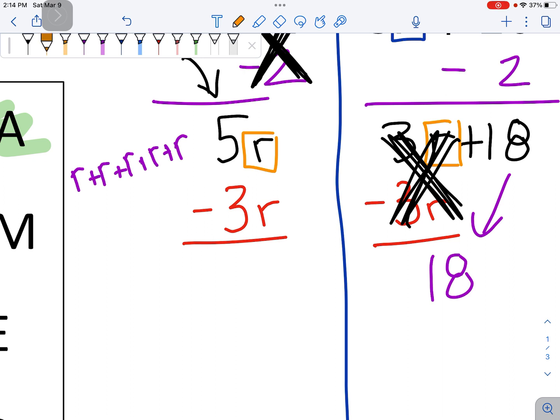And then I'm going to take away 3 of them. Take away 1, 2, 3. Oh, look, I still have 2 r's left. Do you see that it's really just 5 take away 3 and you keep the r? Yeah. All right. So now we're going to keep on going.